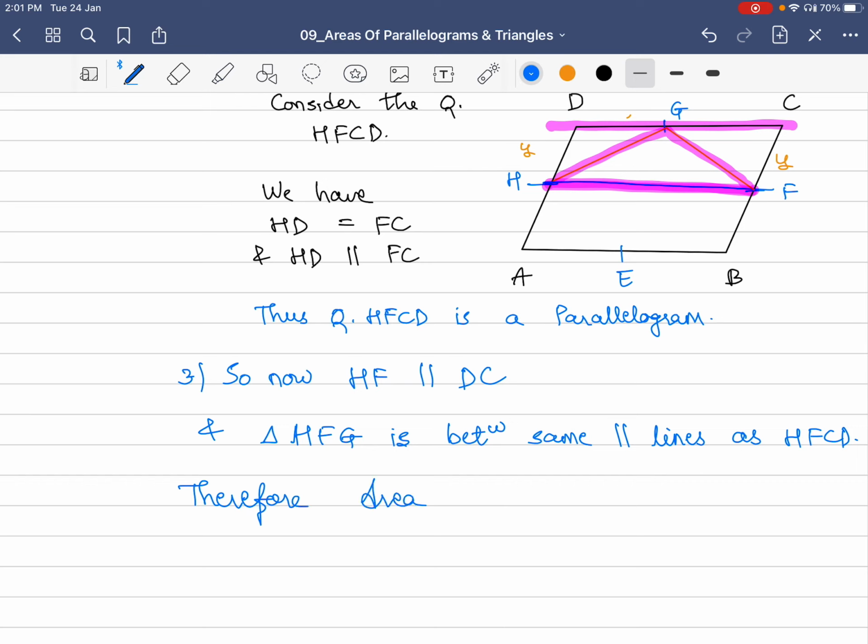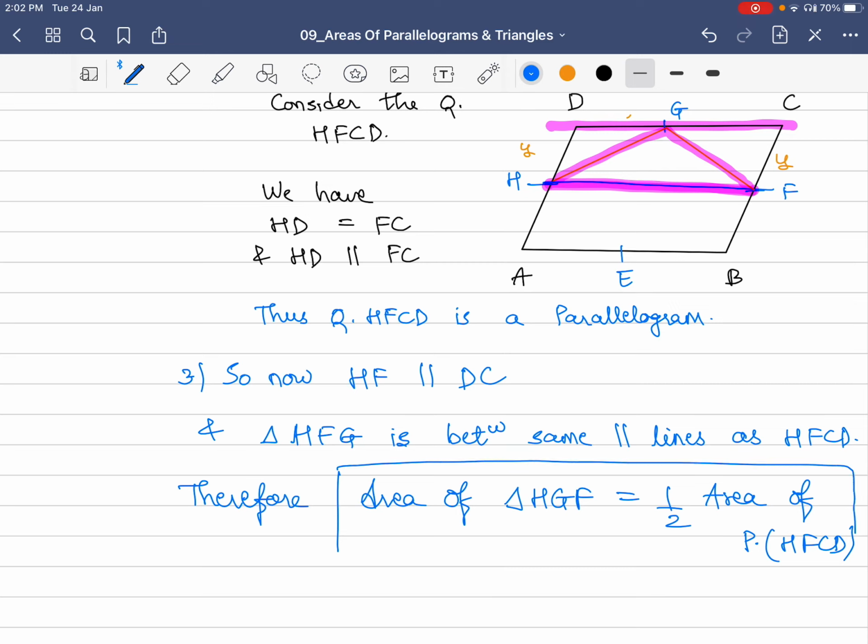Okay, so therefore, area of triangle HGF will be half the area of parallelogram HFCD. Okay, this is a very important statement, very important conclusion in our proof. Area of triangle HGF is half the area of this parallelogram HFCD.